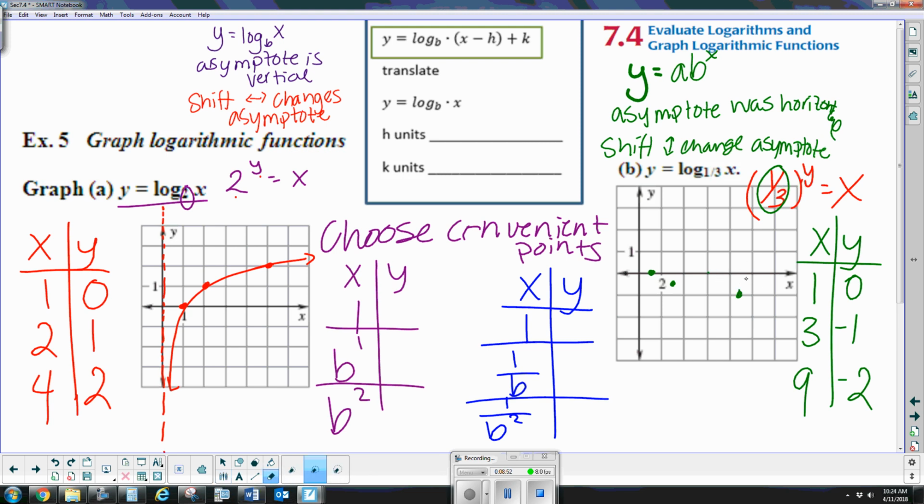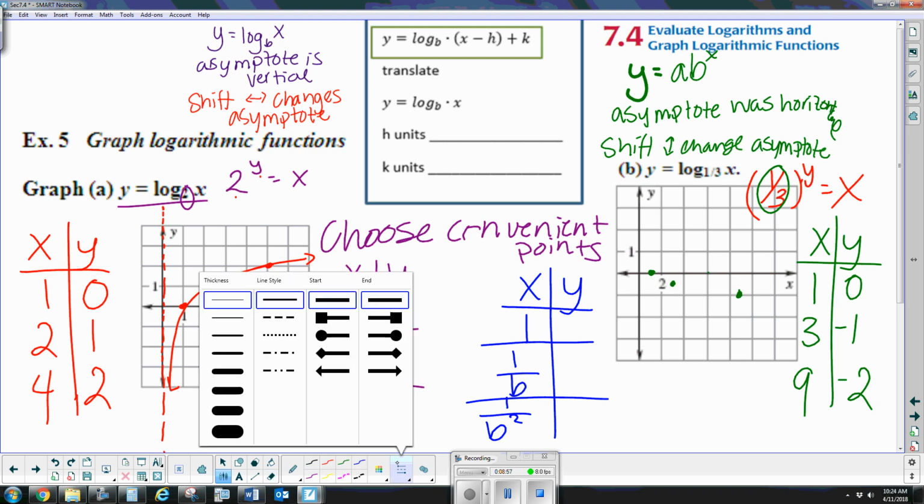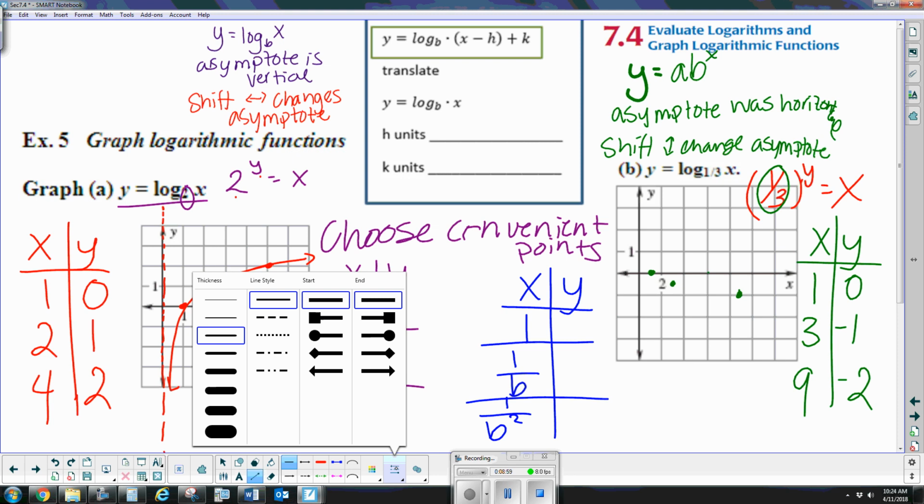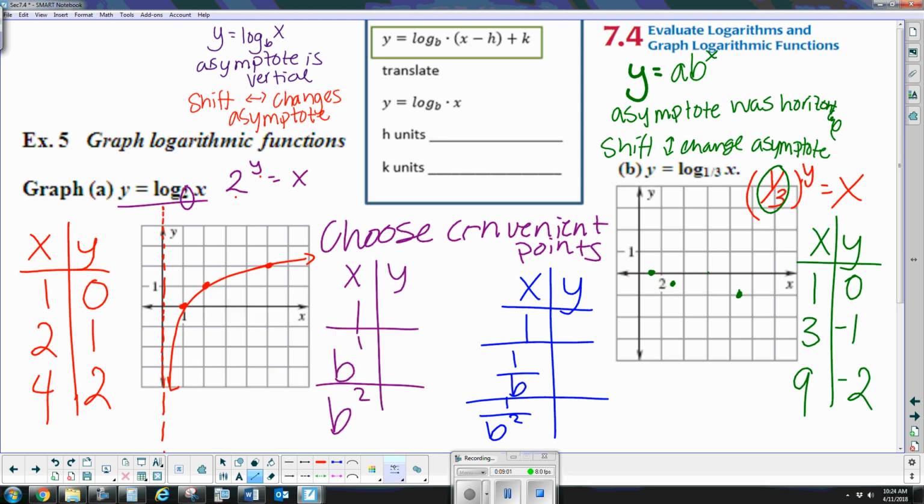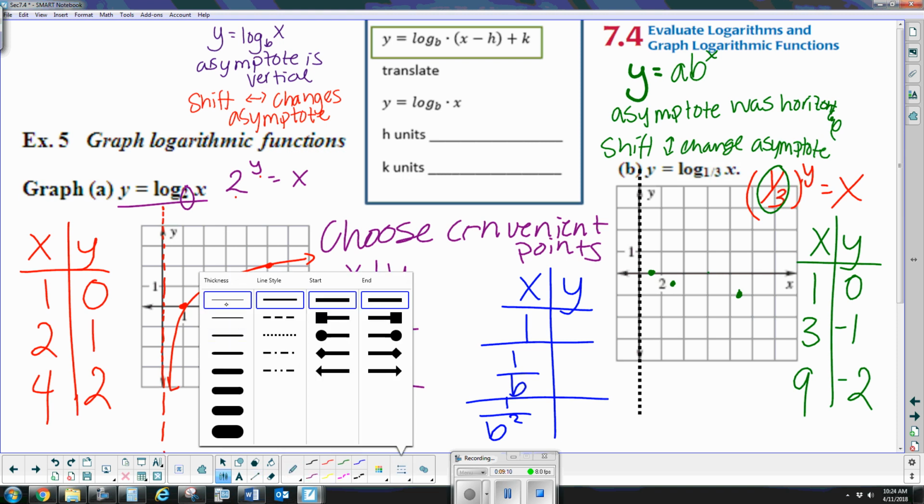Now in this case, again, since it's a logarithmic function, our asymptote is the y-axis. So you should sketch in your asymptote just so you know not to go past that. And then you can sketch in your actual graph.